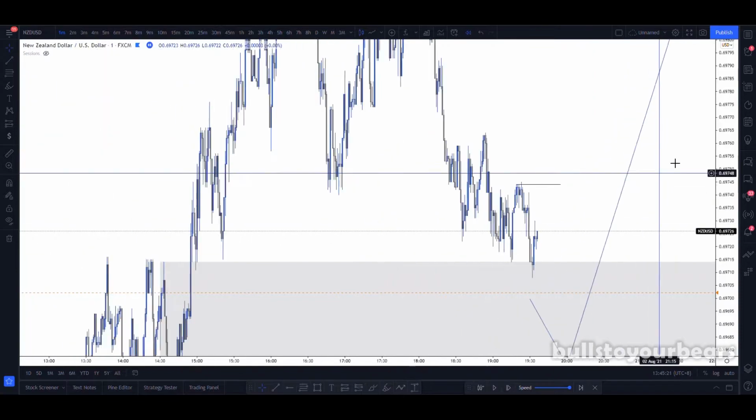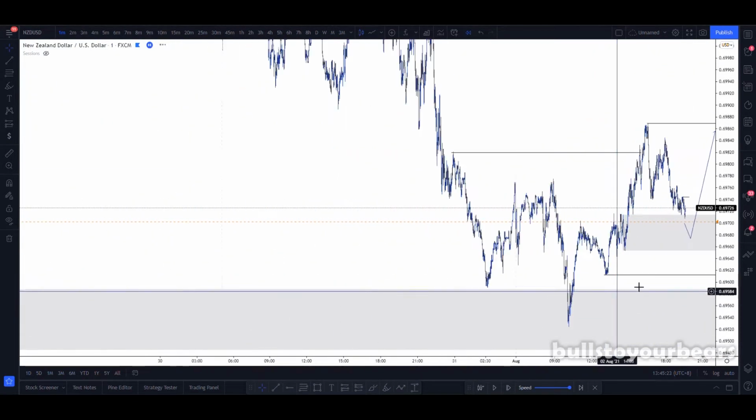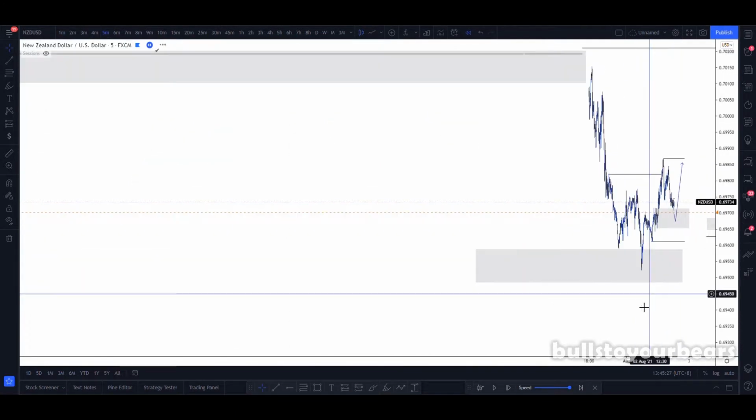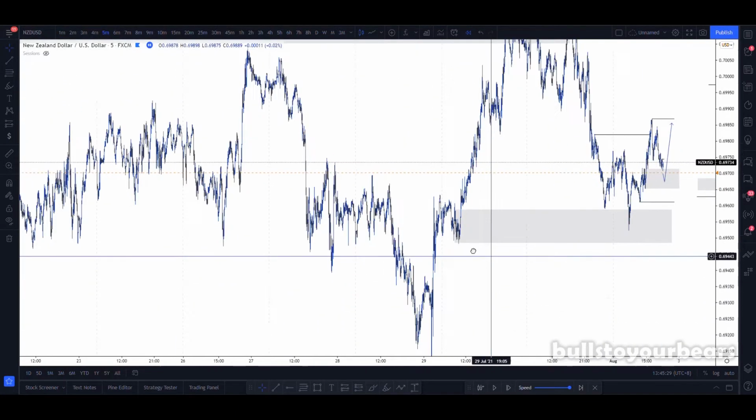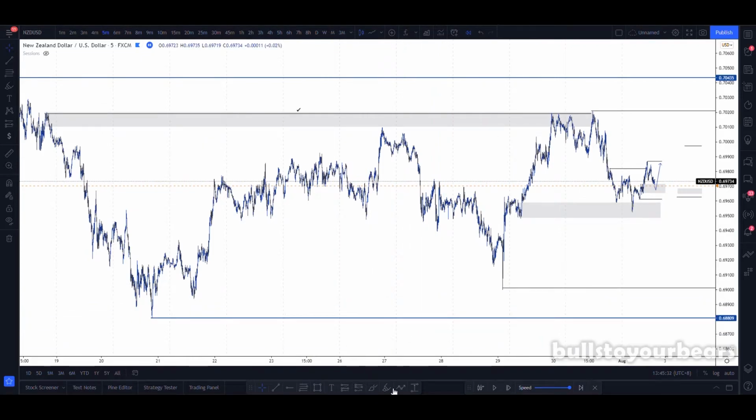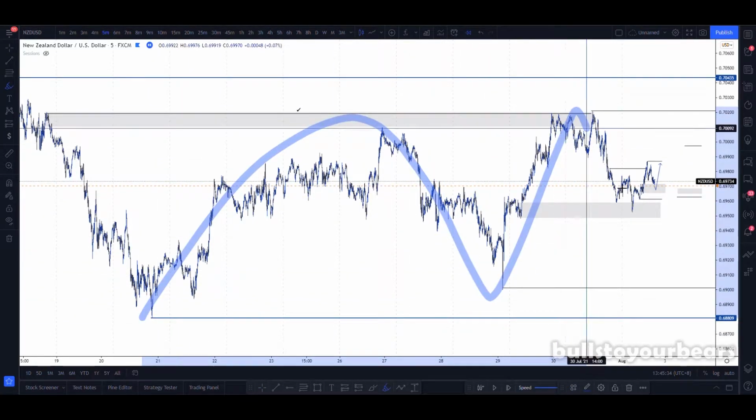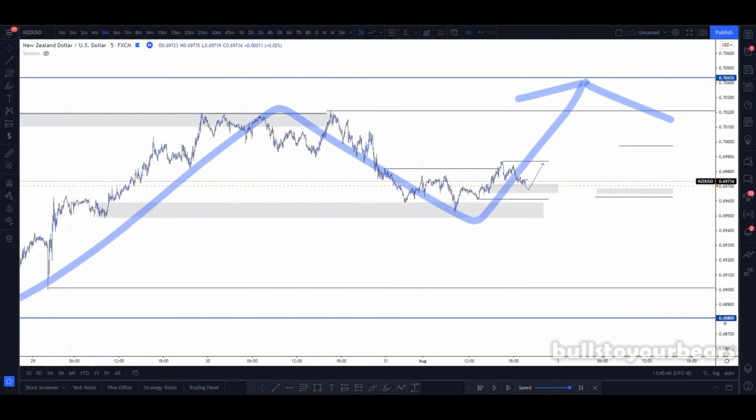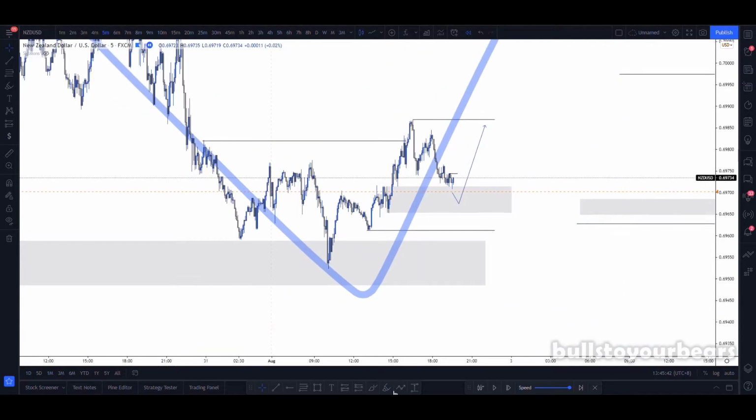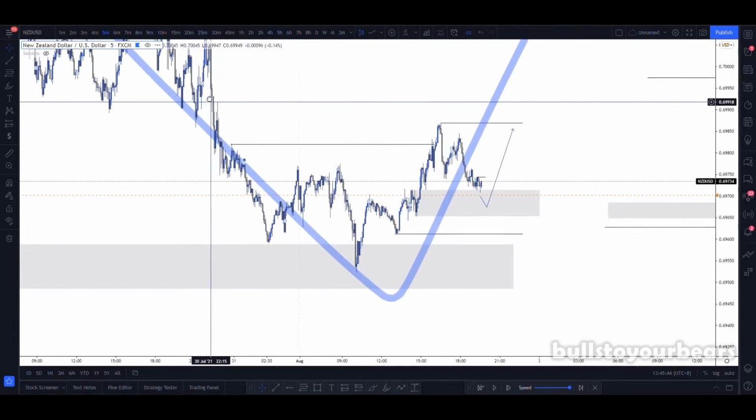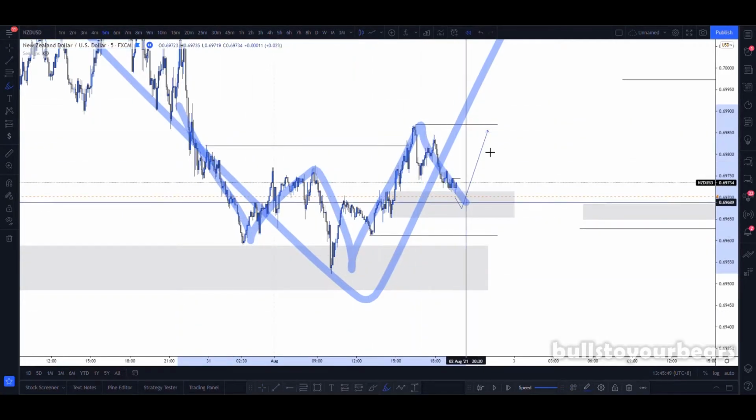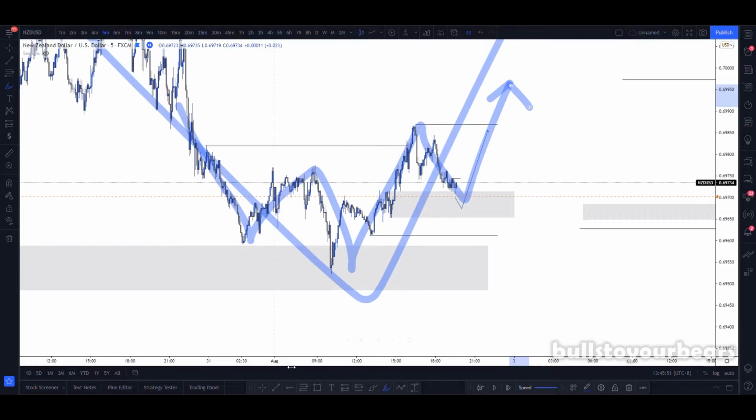Basically what we are looking for is this. Hold on, let me just draw everything up for you guys. So basically we are looking for this to bring price higher, right? And then as we go lower, we are expecting structure breaks to go higher.